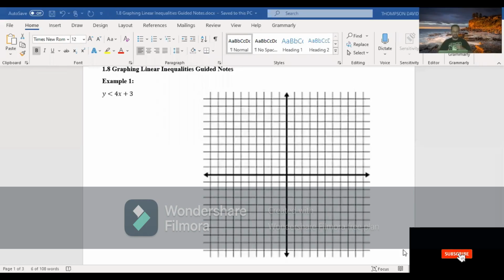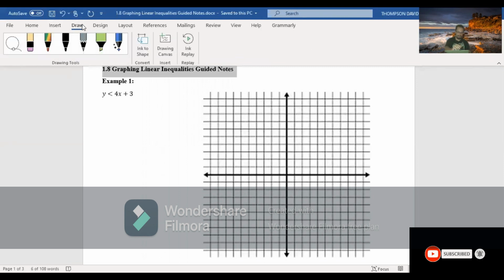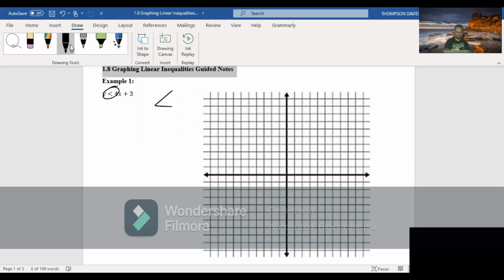In this video, we're going to talk about graphing linear inequalities. Our first example, we have y is less than 4x plus 3. So the first thing I want to point out is we have a less than sign. Whenever we have a less than or greater than sign, we'll use a dotted line.